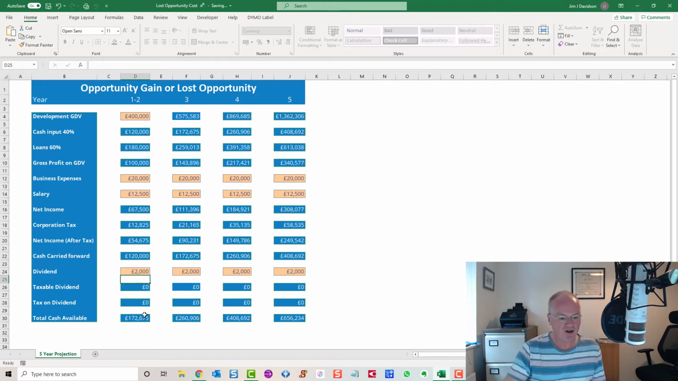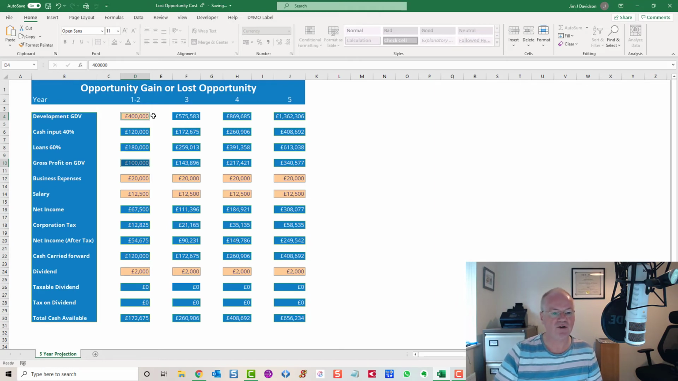And so therefore our total cash available after having done this development, which is the cash input plus your residual cash here, is £172,000. So just in case that seems confusing, essentially you've got your net income after tax, you've got your 120,000, and then you've got your less your 2,000, gives you 172,000.